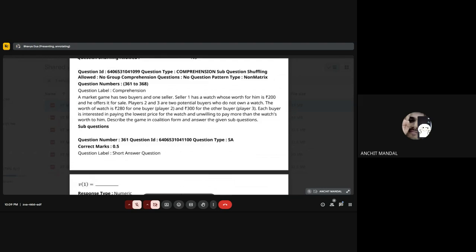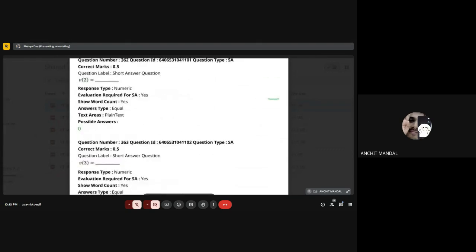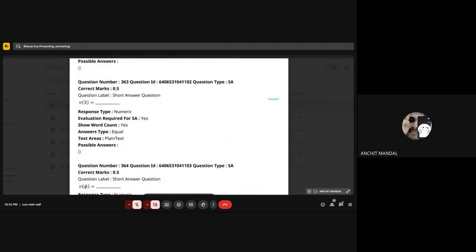Right? Because this is a coalition form game. That means they have to buy together. Individually, player 2 is not bringing anything to the table. V2 and V3 are 0. Individual will be zero. Correct.